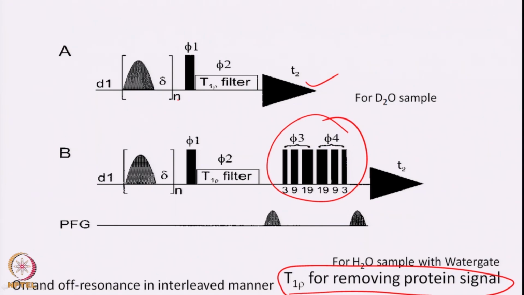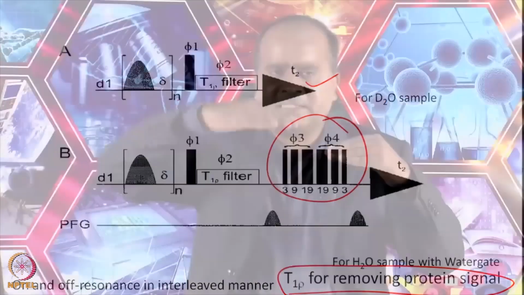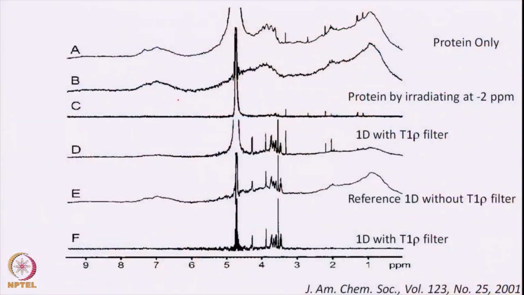You have to do two experiments, on resonance and off resonance: in one you saturate, in the other you do not saturate. You can do that in an interleaved manner and then subtract, and this interleaving will save time. So, you saturate, you get an STD signal. If you keep increasing saturation, more and more peaks will be affected, and that will tell you the group binding epitope. Okay.